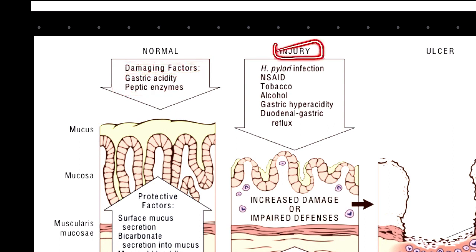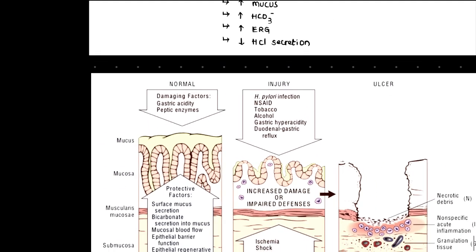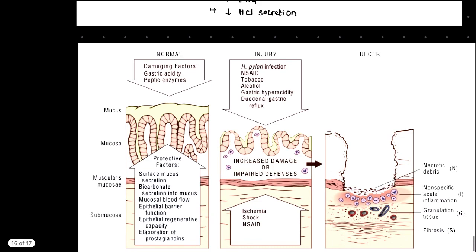Similarly, injury: we talked about H. pylori infection, and we talked about NSAIDs. Similarly, tobacco, alcohol, gastric hyperacidity, and duodenal gastric reflux. These are also damaging factors that cause damage through injury.